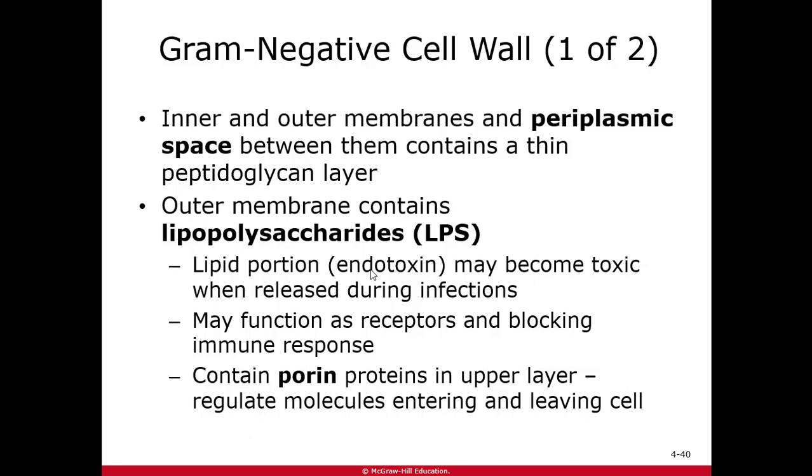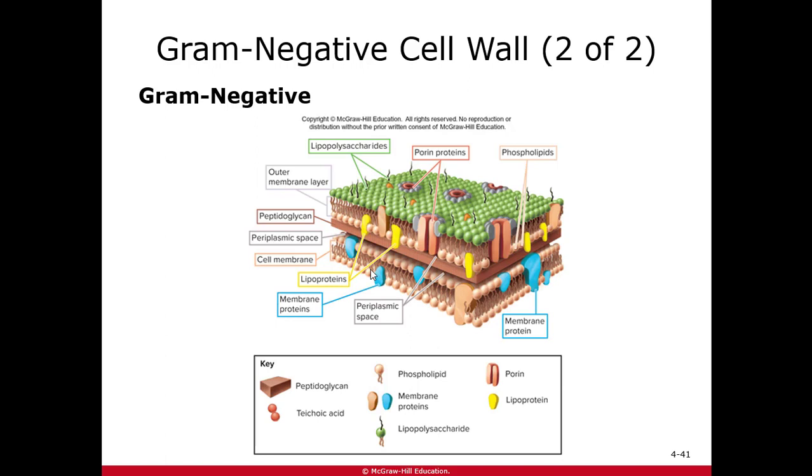This is to show that a gram-negative bacteria has a very thin cell wall, but it has two membranes, an outer phospholipid bilayer and an inner phospholipid bilayer. And that outer membrane is where we find some of those lipopolysaccharides, where we find that endotoxin.